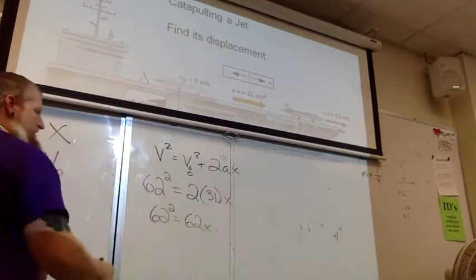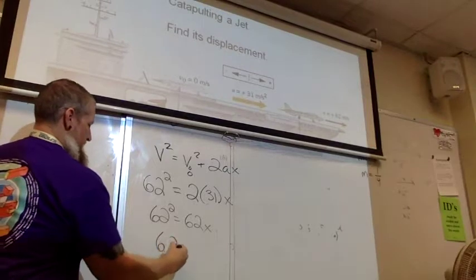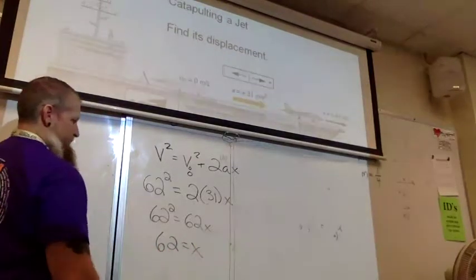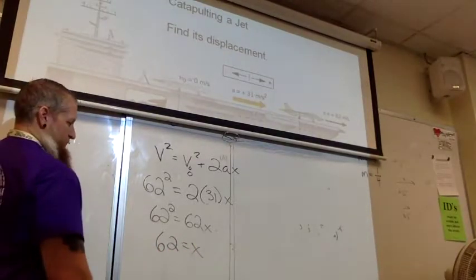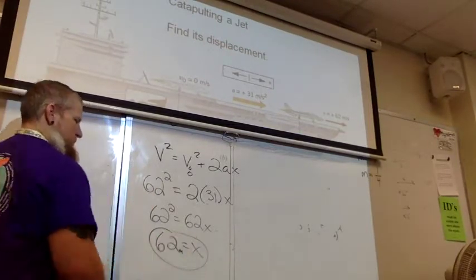If I do 62 squared divided by 62, what's that become? 3,000, if you divide them out. Divide them out? Yeah. 62. It's just math stuff. So displacement should be 62 there.